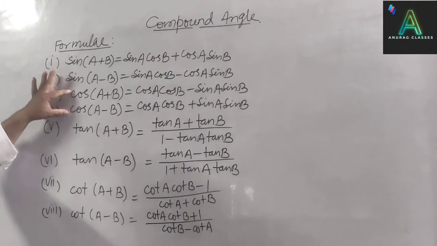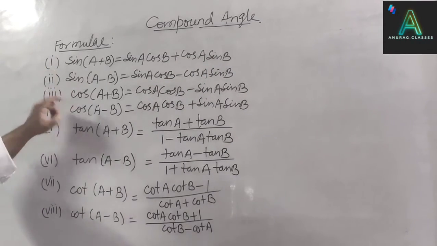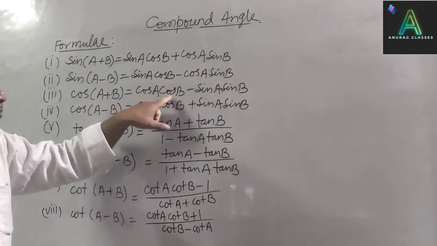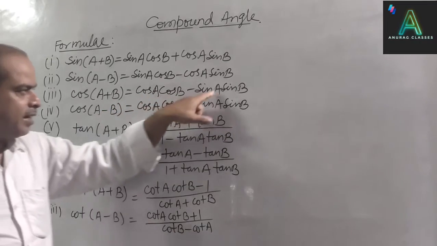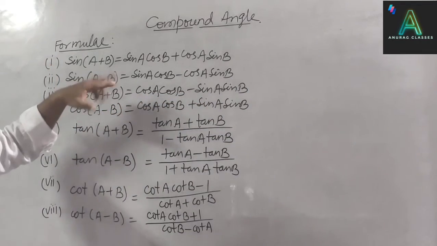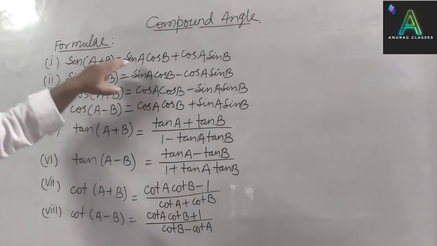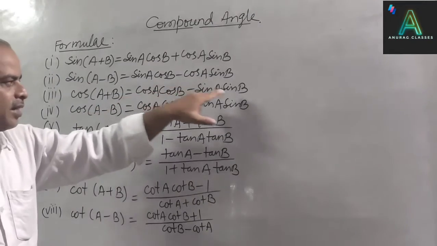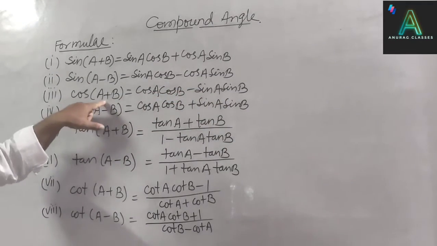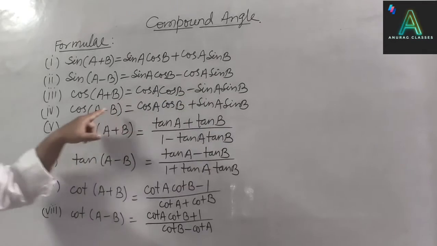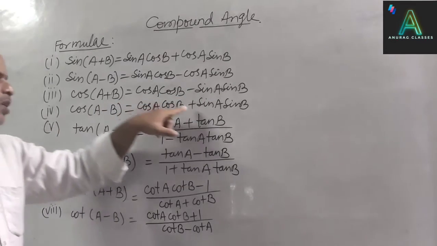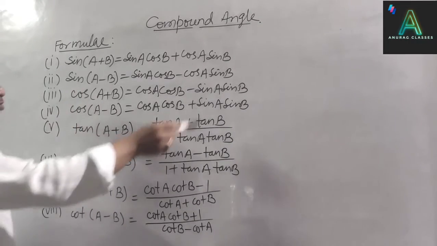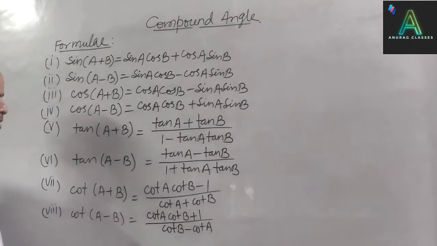But while remembering the formula of cos, you can check that in cos(A+B) and cos(A-B), firstly both are cos A cos B, then sin A sin B. So you have to notice the difference. In sin you have to take sin cos, cos sin, and in cos you have to take cos cos and sin sin. In sin, if it is positive, then here you take negative, and in cos, if it is negative, then you take it positive. So very easily, if you observe the formula, you can remember it.